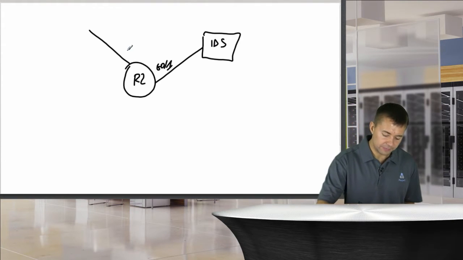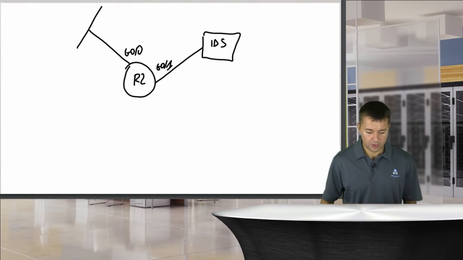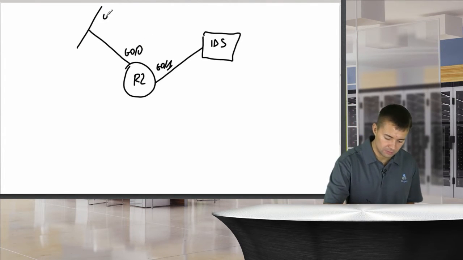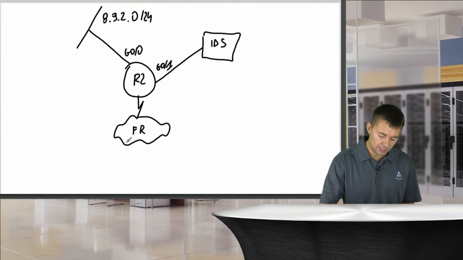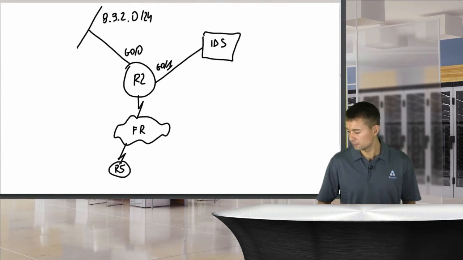We have another interface, Giga0, which is 8.9.2.0/24, what I've got here. And we've got a serial interface that is connected to a frame relay cloud with another device. I believe that this is router 5. Let's quickly check this.